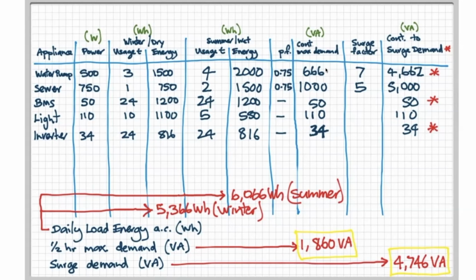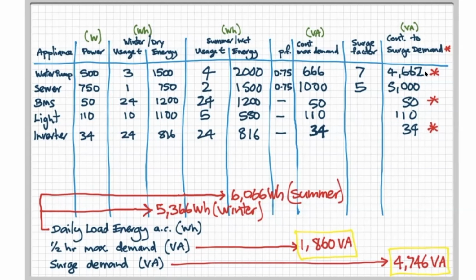So we're looking in the last column over here, we multiply 666, funny number, by 7, and we come up with, if I've done my maths right, 4,662 VA surge demand. Now that's an instantaneous figure. Surge demand is generally considered to be seconds, not hours or minutes even. It's just seconds to start an appliance. And you notice that I put a little star next to 3 of those items.